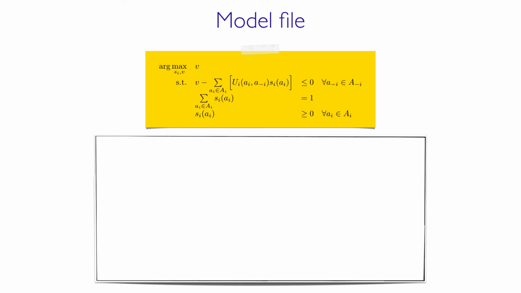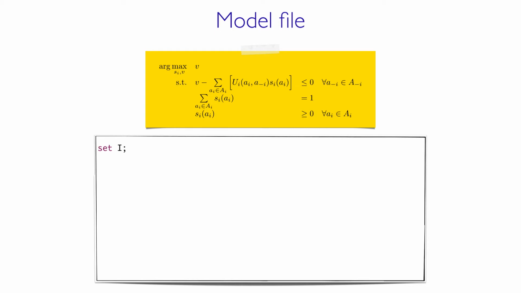In the yellow rectangle, there is the mathematical programming formulation for computing a max-min strategy for player I in a two-player normal form game. In this lecture, we show how to translate it into AMPL language, starting from the .mod file.